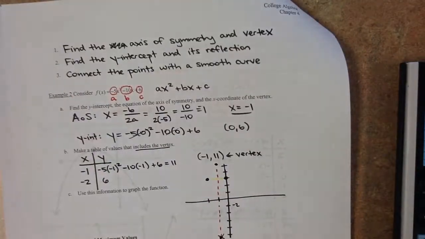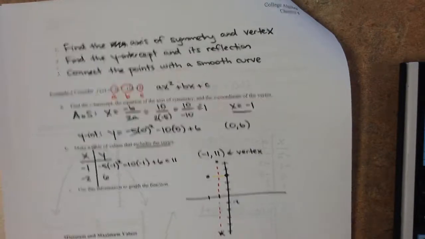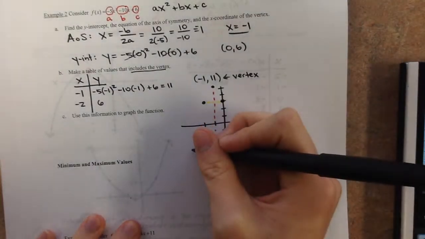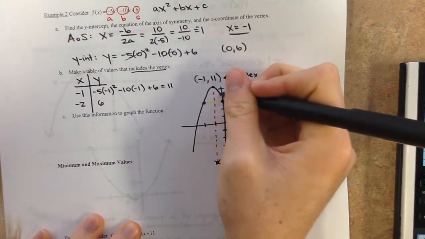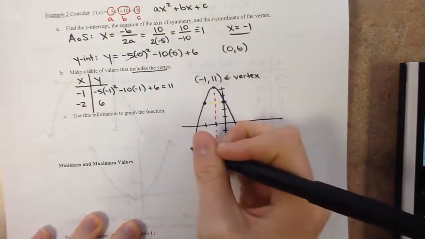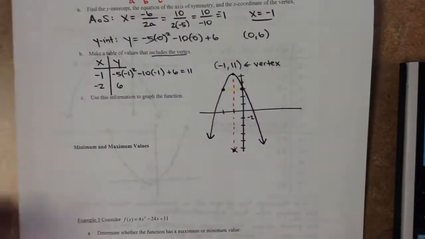So that was step 2. And then step 3, connect the points with a smooth curve. So parabolas are smooth. They're rounded. They're not pointy like the absolute value curves are. So our graph will look something like this.